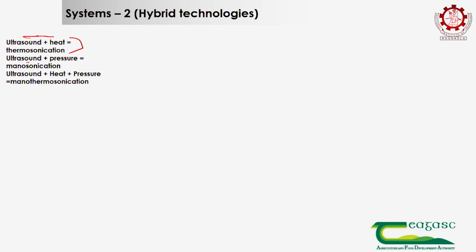If you use ultrasound plus pressure in a pressurized chamber, it becomes manosonication. That is a combination of pressure and sonication. If you use all three together, it becomes manothermosonication. Very simple. Based on combination, these nomenclatures are in existence. So if you use 72 degrees Celsius with ultrasound, you can kill the spores. Ultrasound helps in causing pores on the spores, and when the temperature is used, it helps in killing that particular spore. Now it becomes slightly complicated.